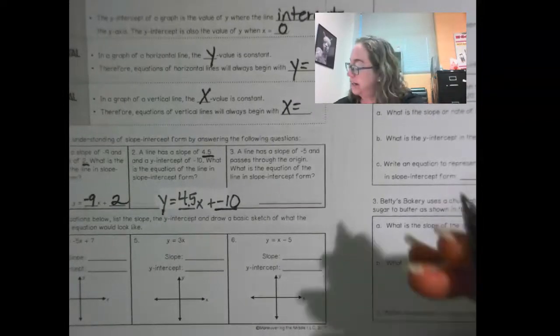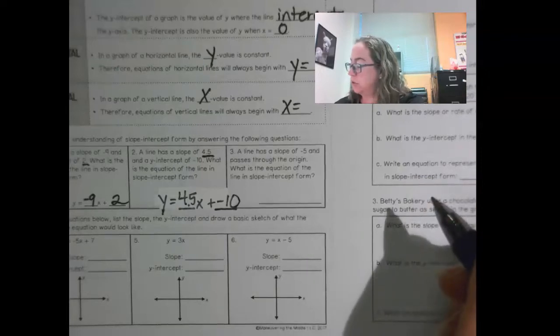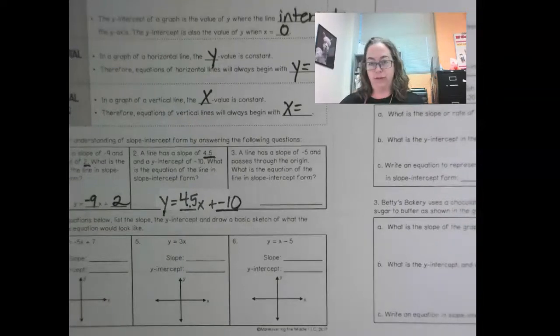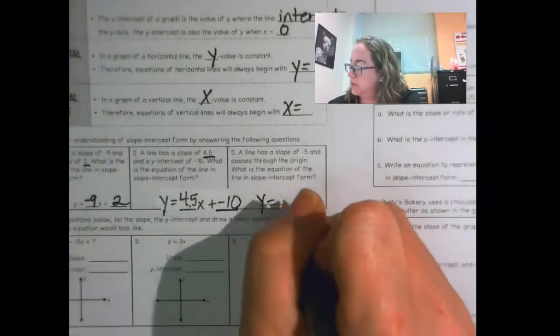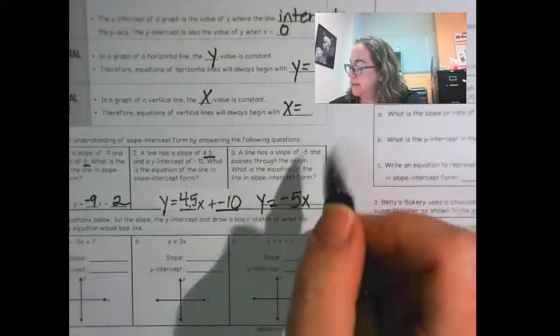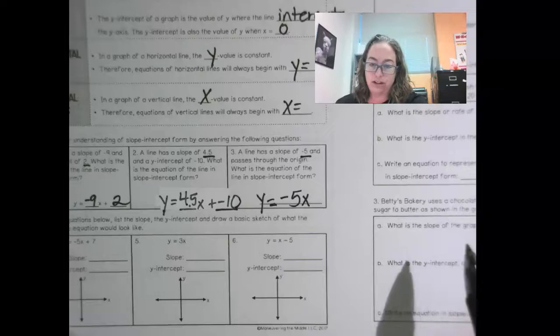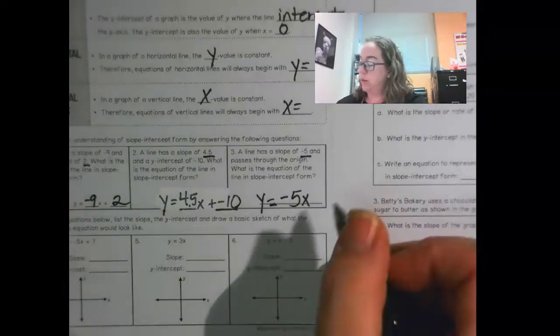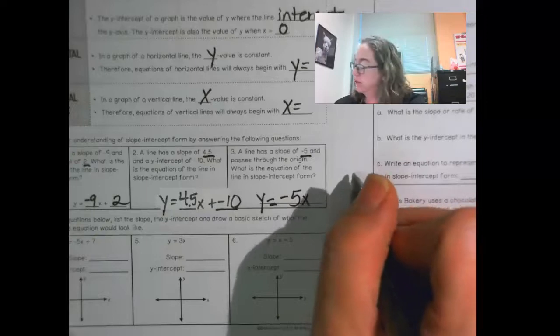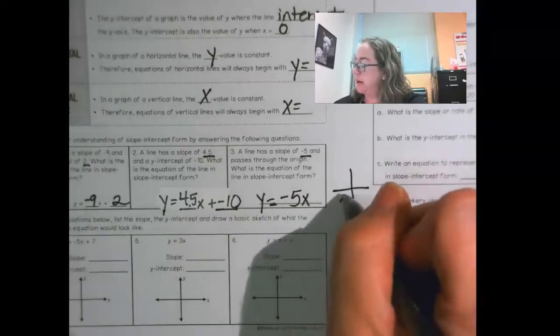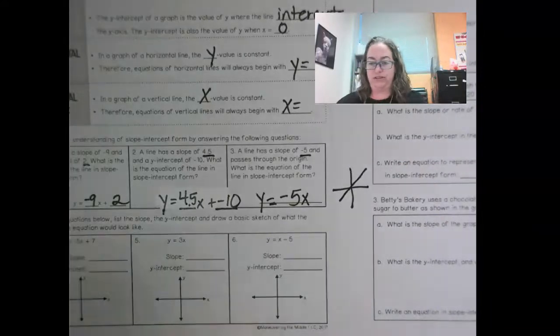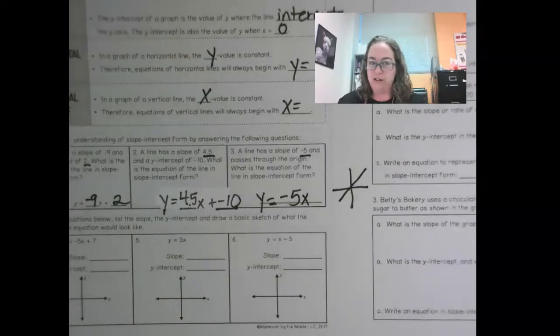All right, a line has a slope of -5 and passes through the origin. What is the equation of the line in slope-intercept form? So think about that for a minute. It passes through the origin. What would the equation of the line be? It's going to be y equals -5x, because they've given us the slope, and if it passes through the origin, it's plus 0. So it's already going through the origin. Remember, if you have a graph and it passes through the origin, what is the y-intercept? That's correct. It's 0.